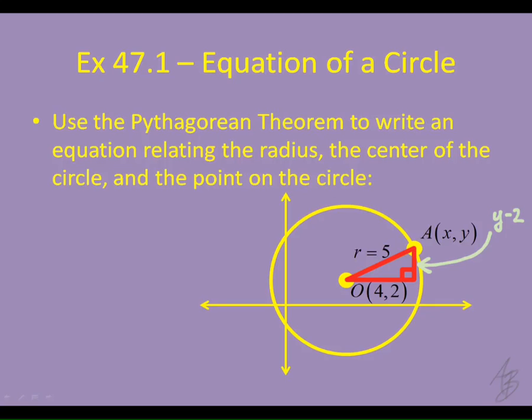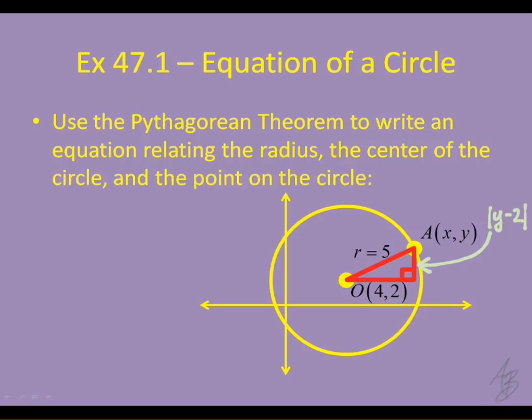What should I do with this y minus 2 to make sure that it always gives us a distance, which has to be positive, right? Absolute value, yep. So that distance there is going to be the absolute value of y minus 2. That way y could be anything bigger than 2 or less than 2, and it's still going to give us the distance.